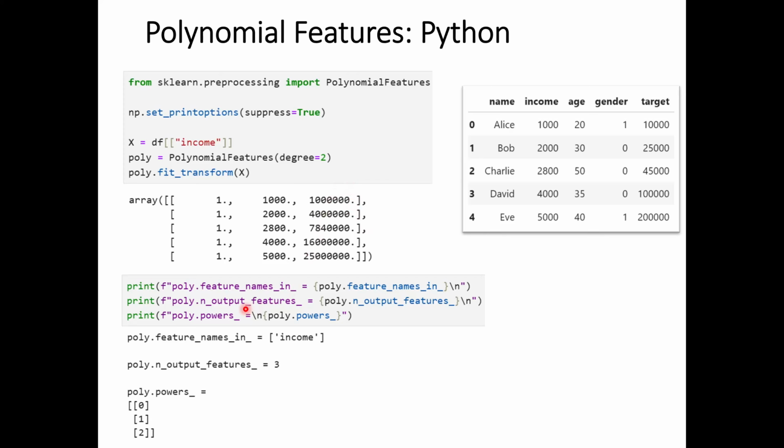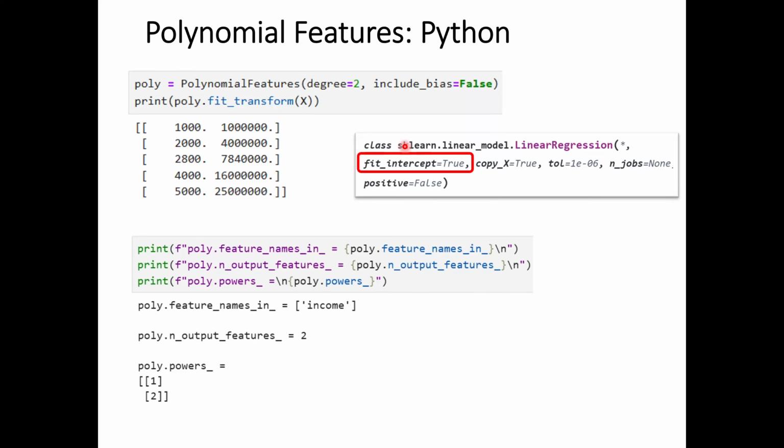We can also check the attributes of the poly object: the name of the input feature, the number of new features, and the polynomial degree for each new feature. Since in linear regression from scikit-learn the column of ones is added by default, this is controlled by the parameter fit_intercept. We need to set include_bias to False in PolynomialFeatures. In this case, the column of ones, that is the 0-degree polynomial term, will not be added.